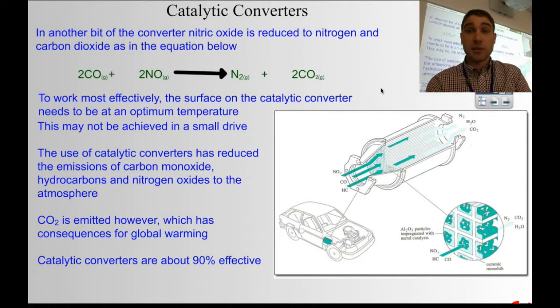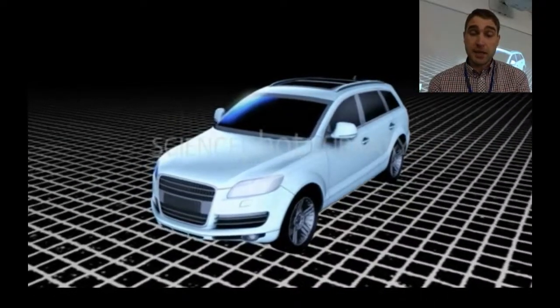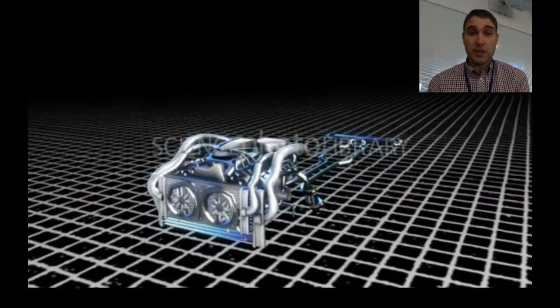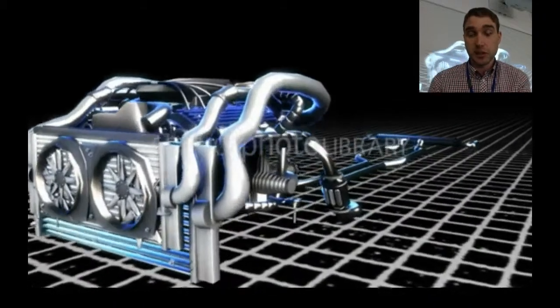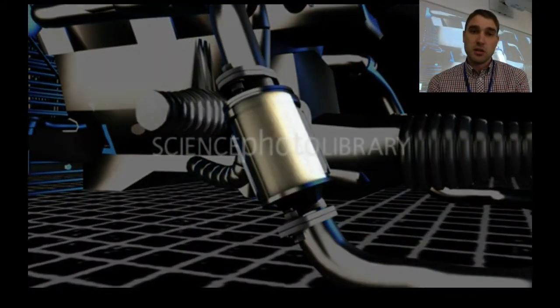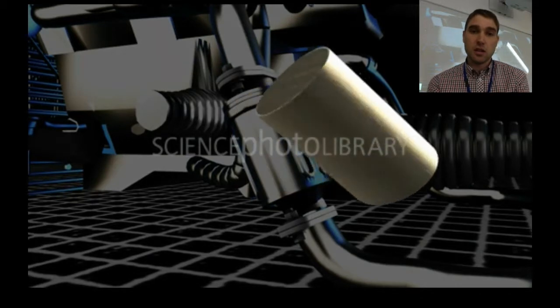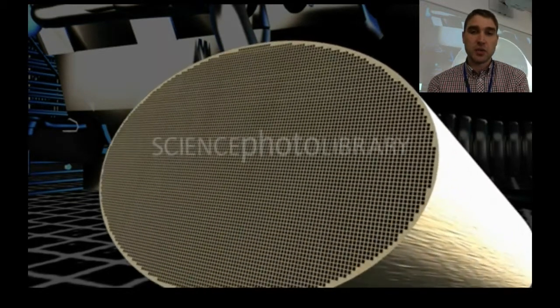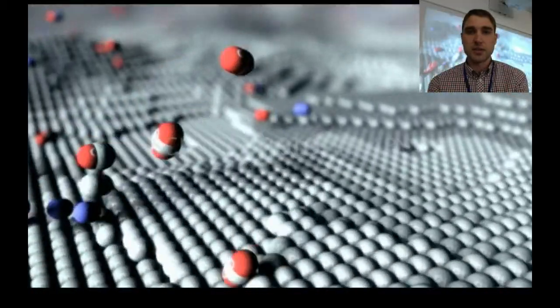Now I'm going to show you an animation showing how the catalytic converter works. So here's a car. We can see the engine of the car, and then we're going to zoom in on the catalytic converter that we can see as part of the exhaust system. So you can see the shape of the catalytic converter here. You can see that there's a large surface area.